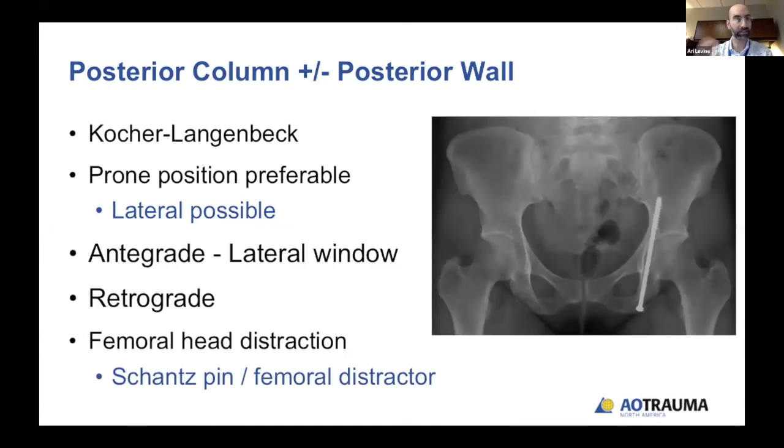If we recall back to Dr. Rout's excellent osseous fixation pathways talk, we know that we can fix the posterior column in a variety of methods. The posterior column can be fixed if non-displaced or minimally displaced, perhaps through a small lateral window in an antegrade fashion or in a retrograde fashion through the ischium. Either way, it's helpful to have some kind of distracting force, either through a Schanz pin in the femoral neck and femoral head or a femoral distractor.